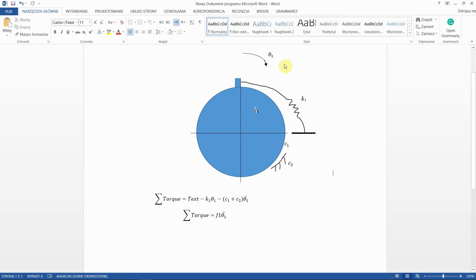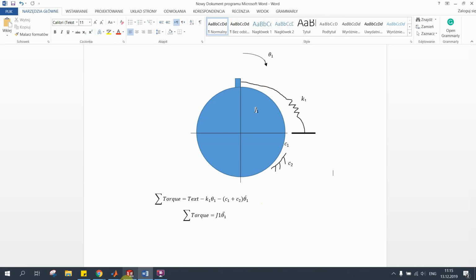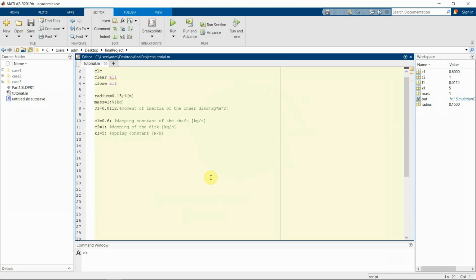We define our coordinate system theta 1 in the clockwise direction, which allows us to write the below equations of motion, which we'll use to derive the transfer function of the system. Here you have presented the parameters I'm using for this system. You can play around and see the changes in the behavior of the system depending on those parameters.